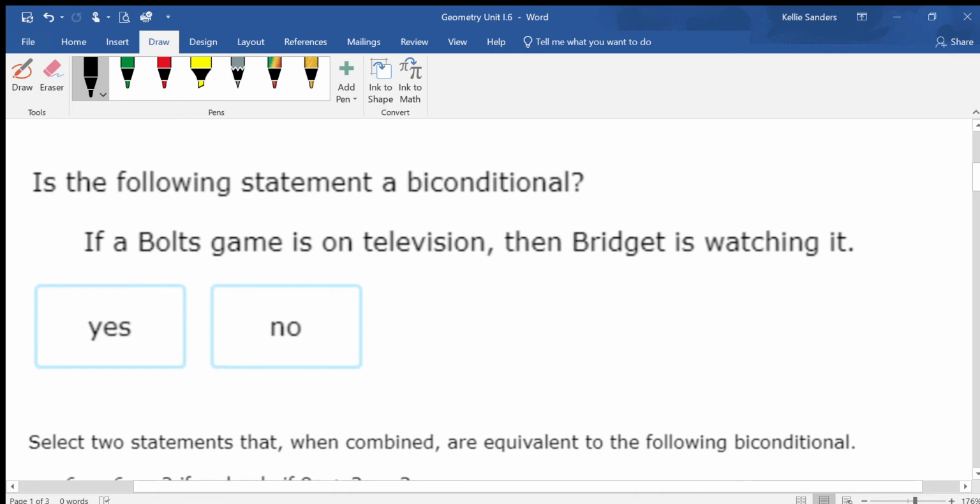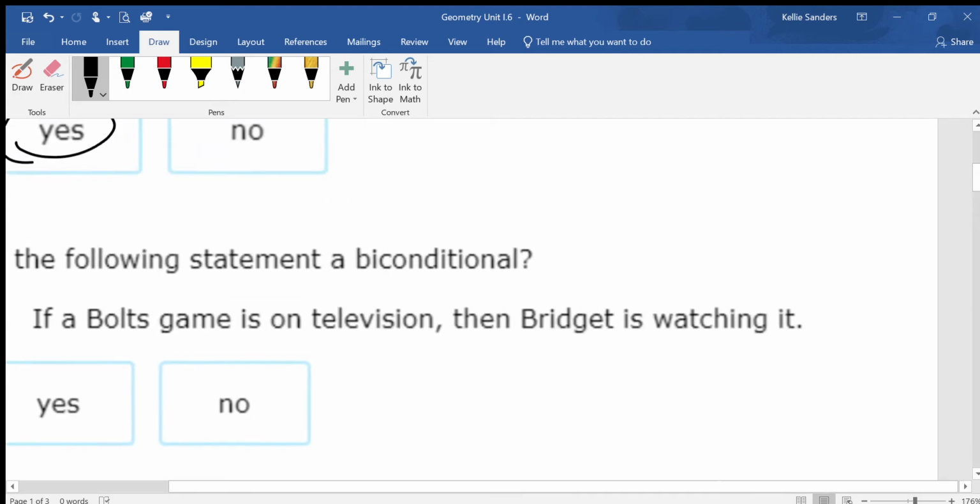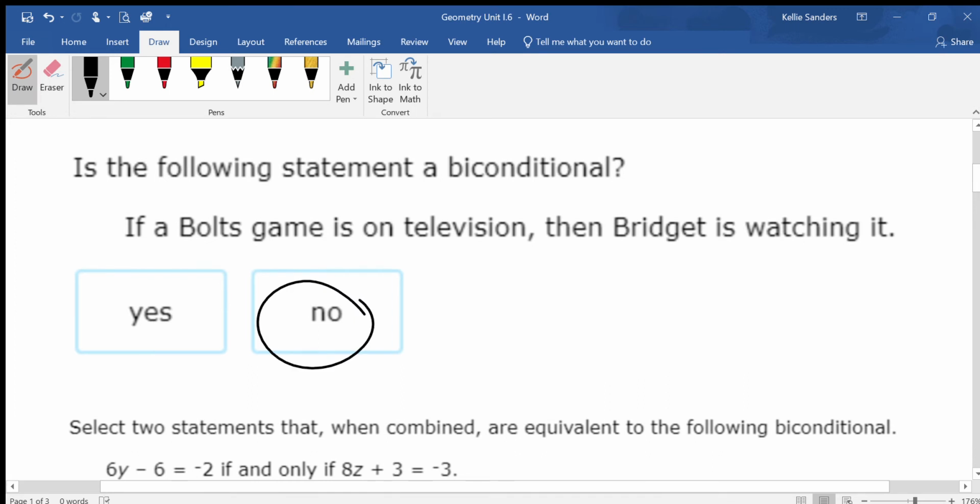Is the following statement biconditional? If a Bolt's game is on television, then Bridget is watching it. Does it say if and only if? No, she could be doing something else also. So that is not biconditional.